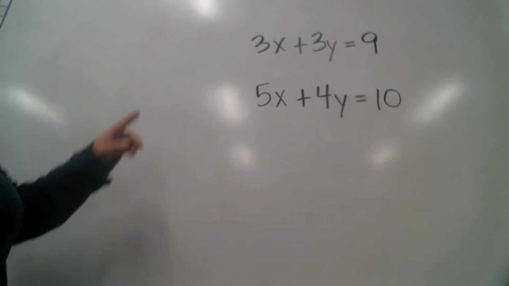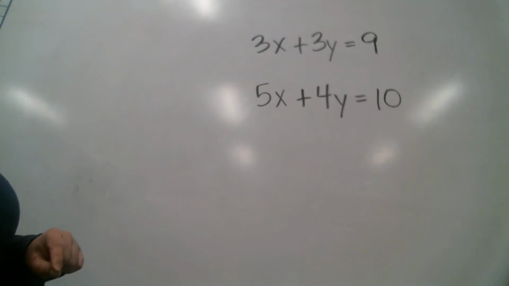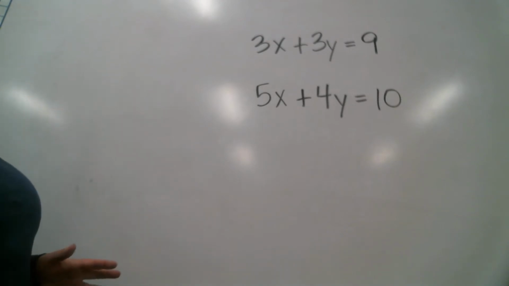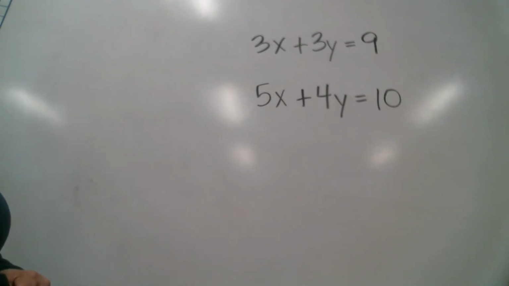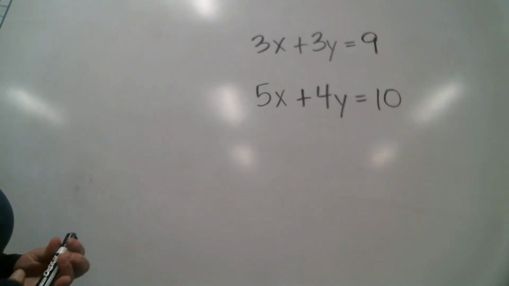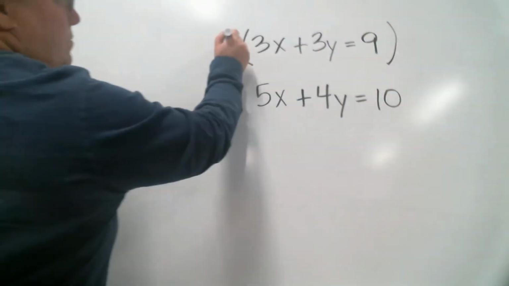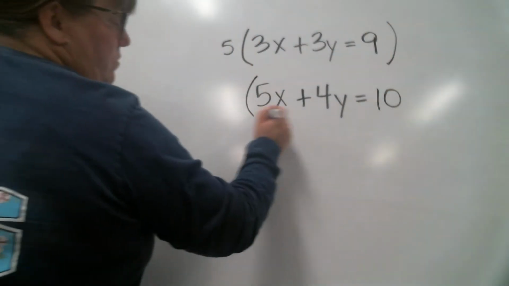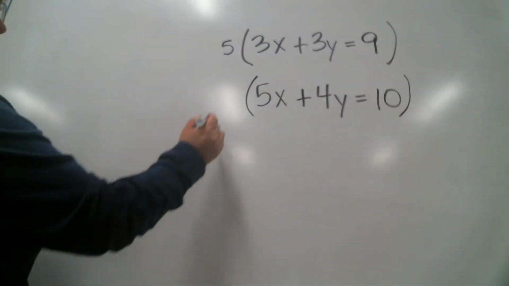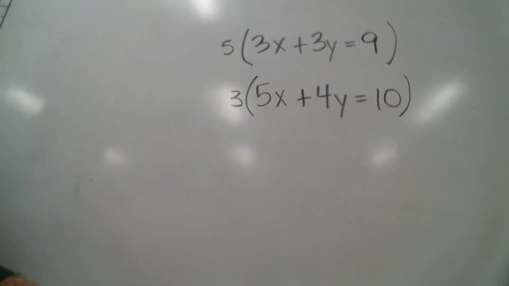Okay, I'm going to choose the 3 and the 5. And I know that if I could make them both 15, then I could get them to cancel out. So I'm going to go for 15 x's to get them to cancel out. In order to make this one 15, I'm going to have to multiply times 5. And in order to make this one 15x, I'm going to have to multiply times 3. Okay, I'm going to draw a line here.